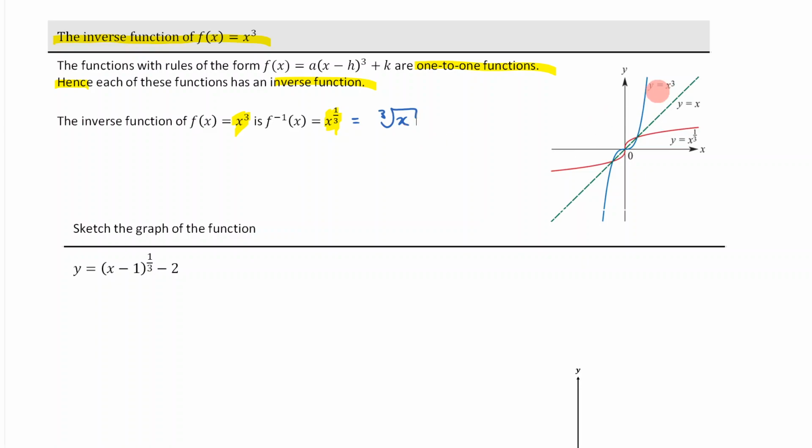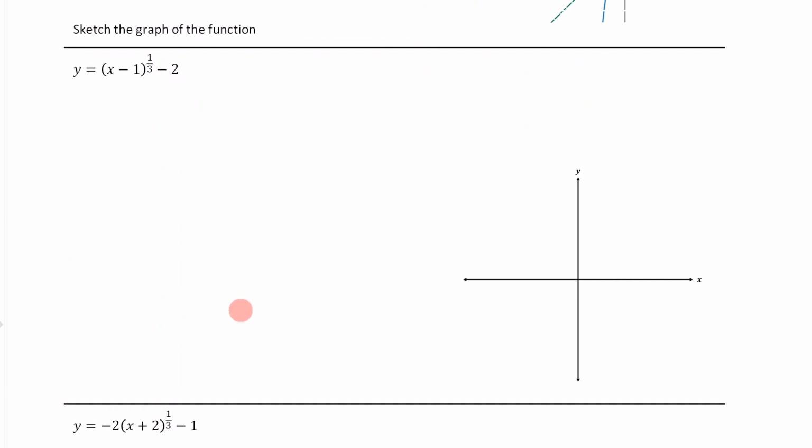You can see what it looks like here. In our blue, we have our normal cubic. And then in our red, we have our inverse, which has been reflected across y equals x. Let's now sketch some graphs, shall we? The first one we're going to sketch is this one.